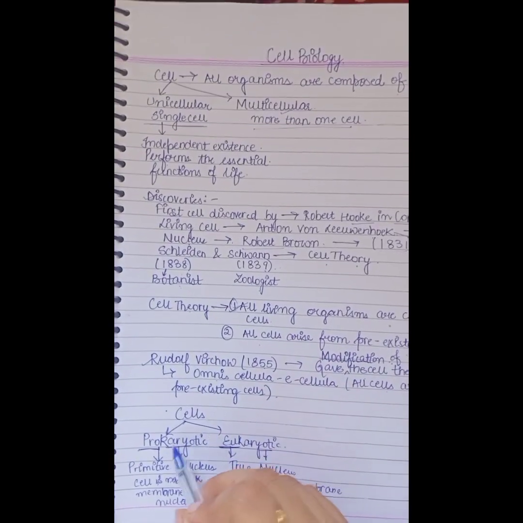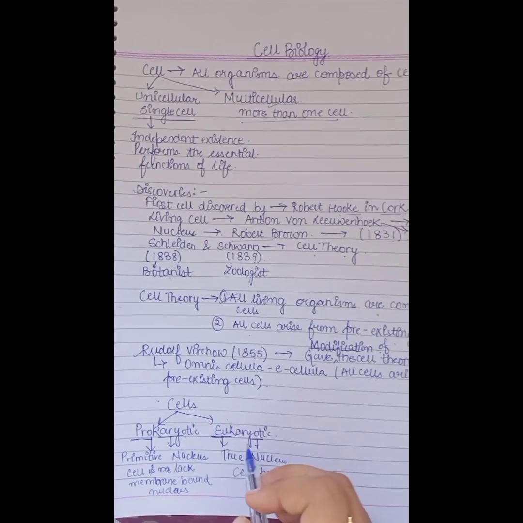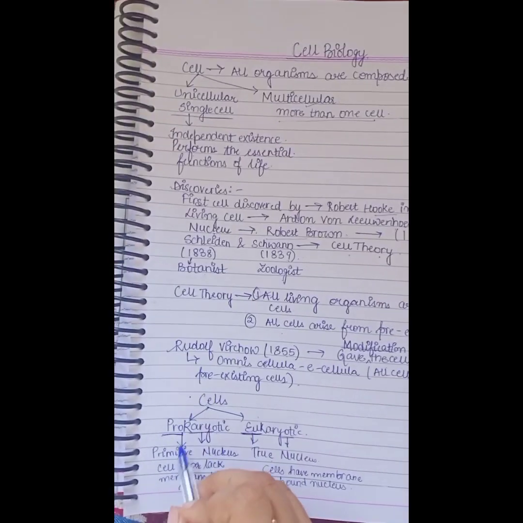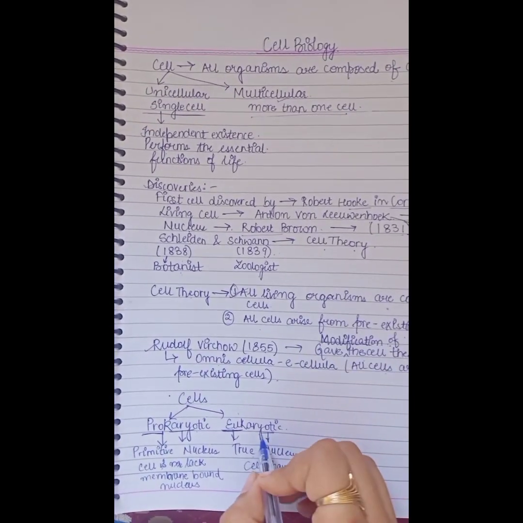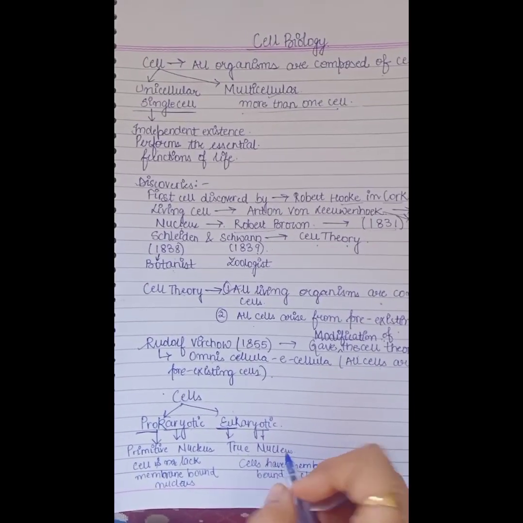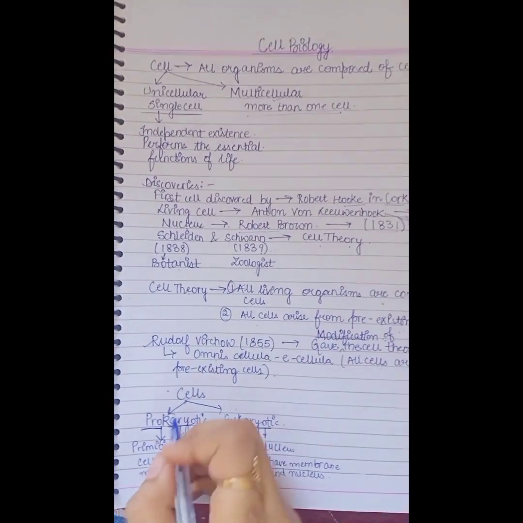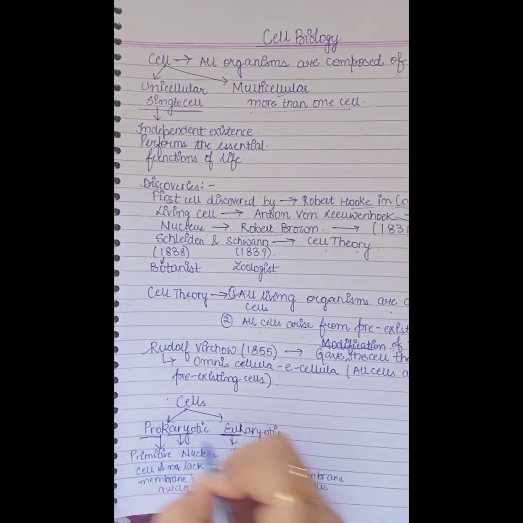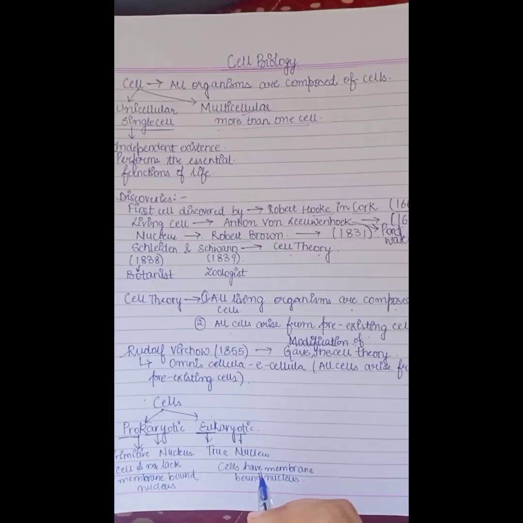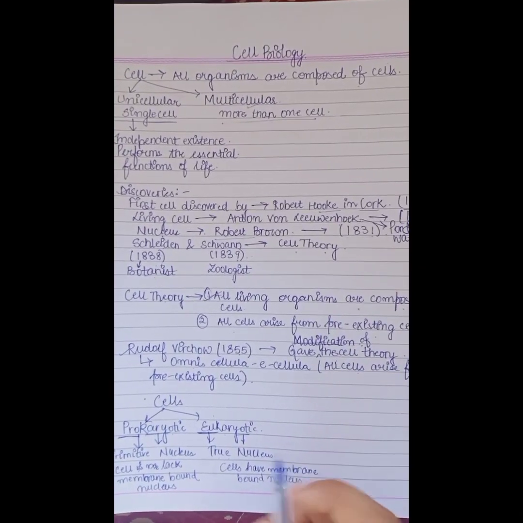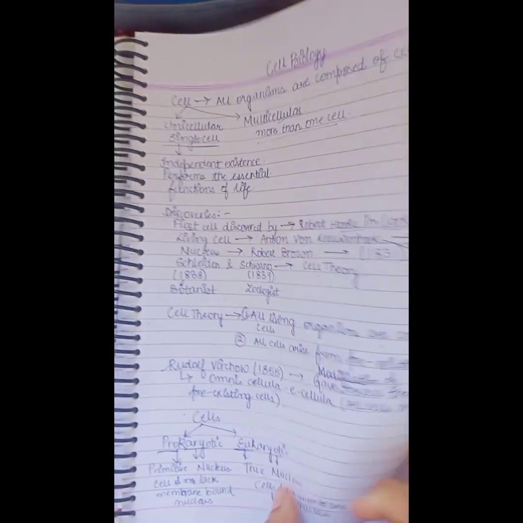Next we have two types of cells on the basis of nucleus. We have prokaryotic cells and we have eukaryotic cells. What do you mean by prokaryotic cells? That means they have a primitive nucleus, and eukaryotic cells, that means they have a true nucleus. So the nucleus is not covered by a nuclear membrane in prokaryotic cell, and in eukaryotic cell the nucleus is covered by a nuclear membrane. So it possesses a true nucleus and they possess a primitive nucleus.